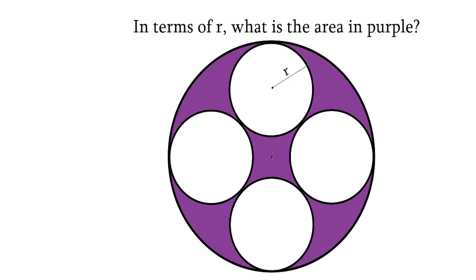Well, first, we need to be able to find the radius of this larger circle so that we can find the area of the larger circle. Then, when we have the area of the larger circle, we can subtract 4 times the area of the smaller circles because we have 4 smaller circles inside of the large circle.